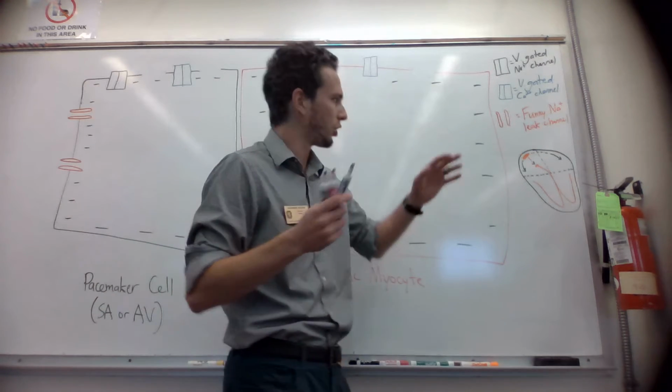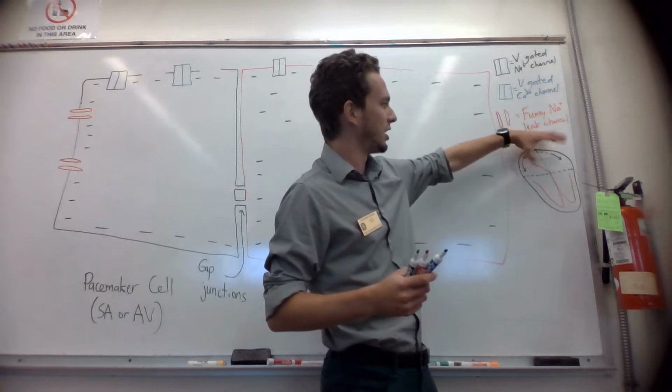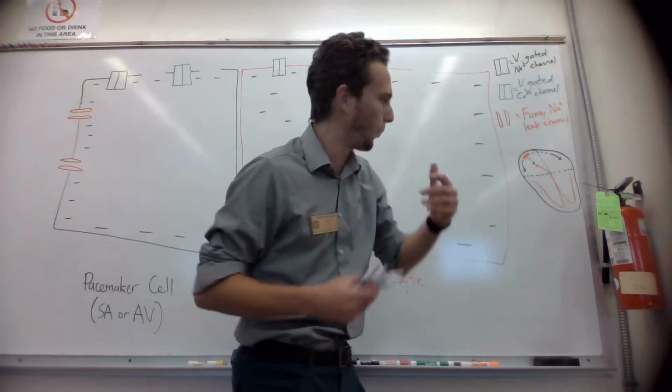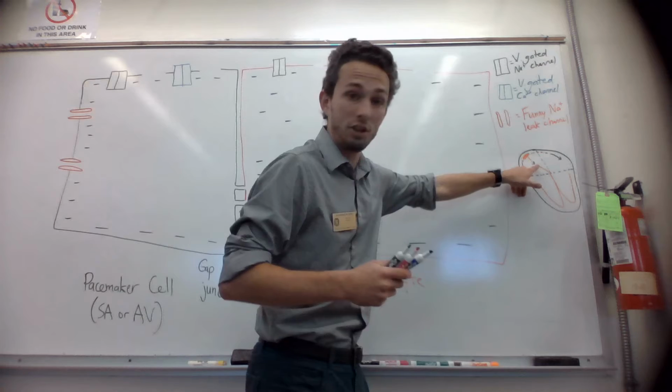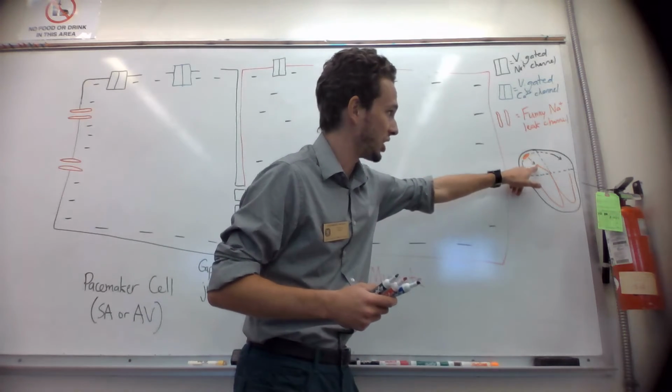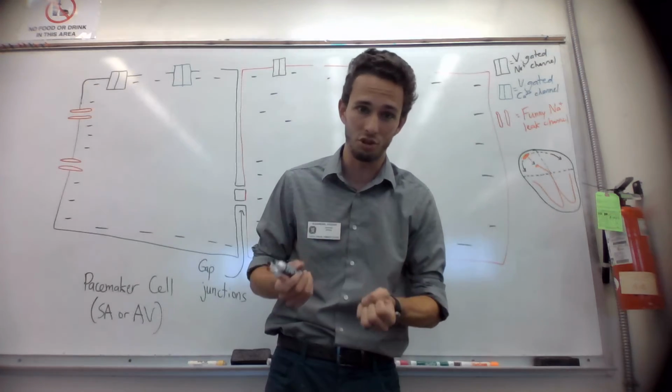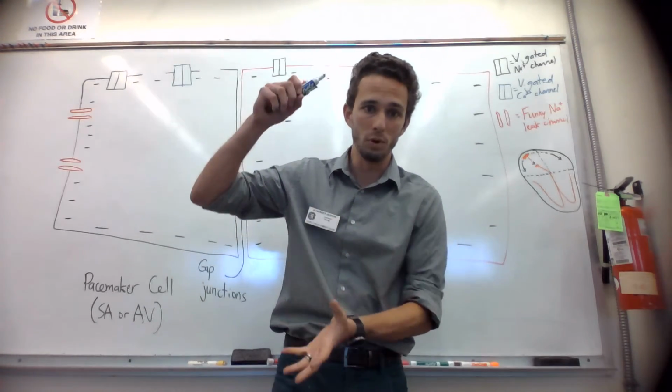But this is very coordinated because the SA node has to basically stimulate the atria first, and then about 0.14 seconds later, the AV node is going to get that stimulation and then fire itself so that it can depolarize the ventricles. So it's boom, boom, boom, boom.